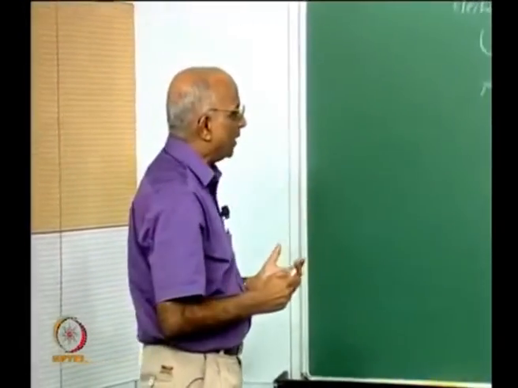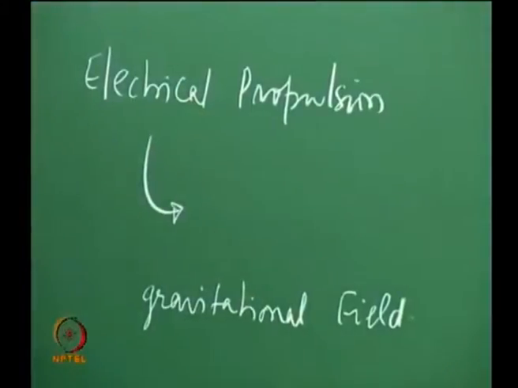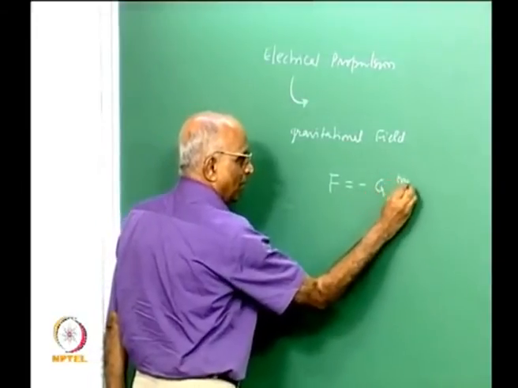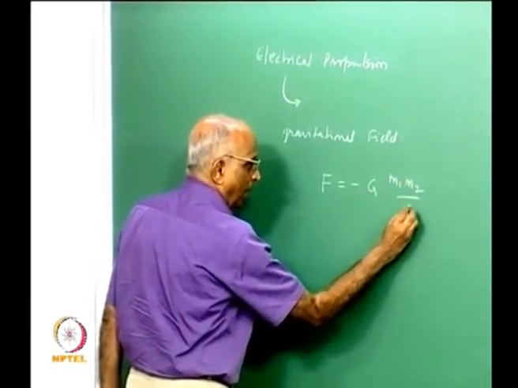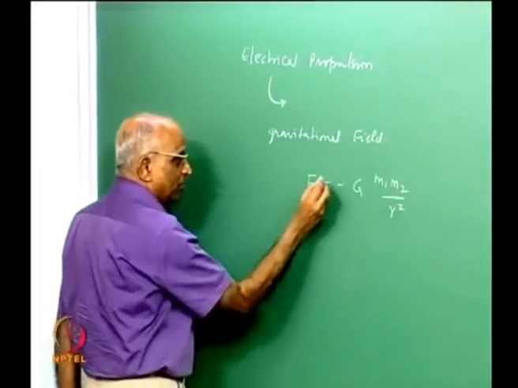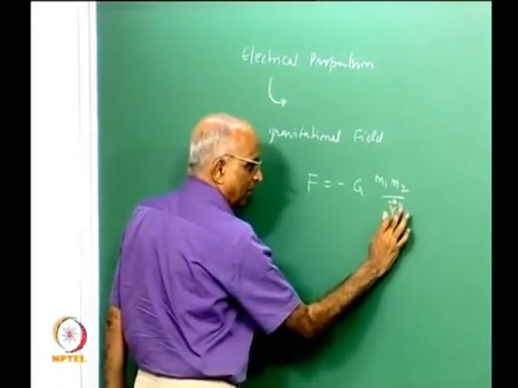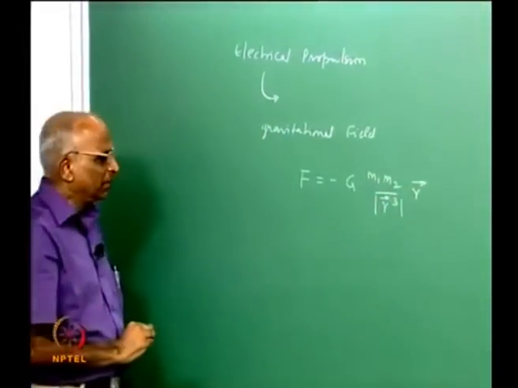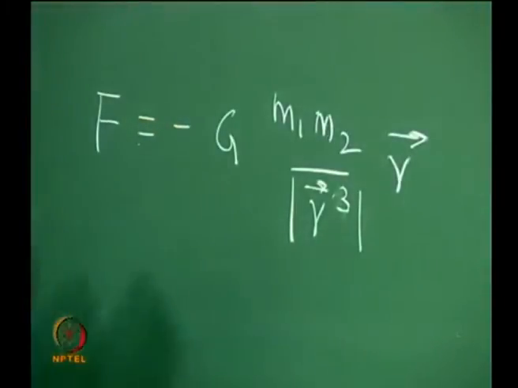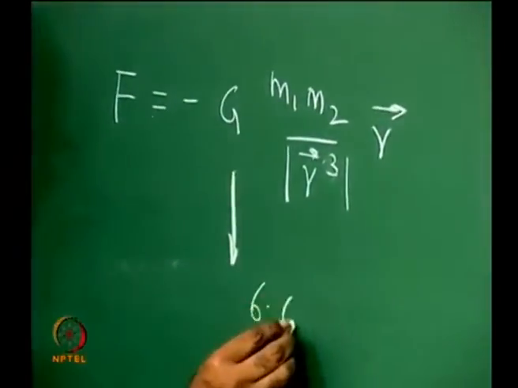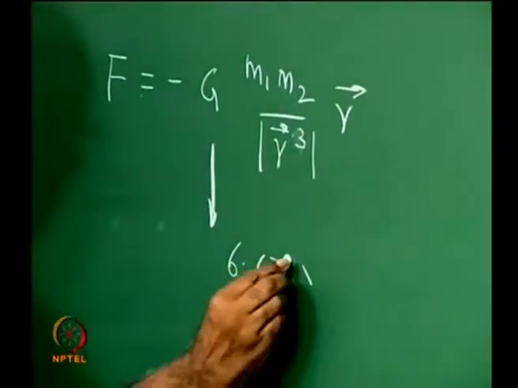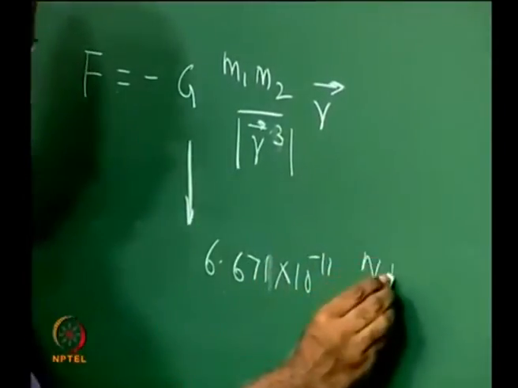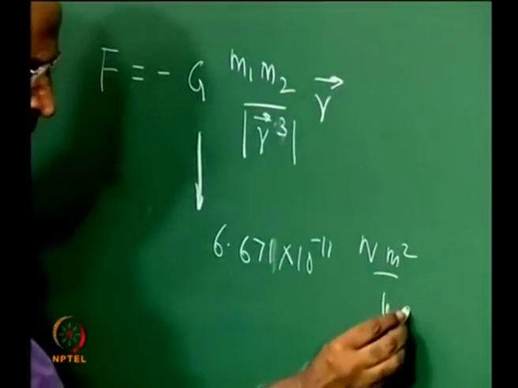Newton saw the movement of the planets, he saw an apple fall, and he formulated the universal law for gravitation, which was minus G m1 m2 by r squared. If I want to put it in terms of the direction, I put a vector here, I put a cube here, and then I put the vector over here. This was the universal law for gravitation, and the gravitational constant we saw was 6.671 times 10 to the power minus 11, and the units were Newton meter square by kilogram square.